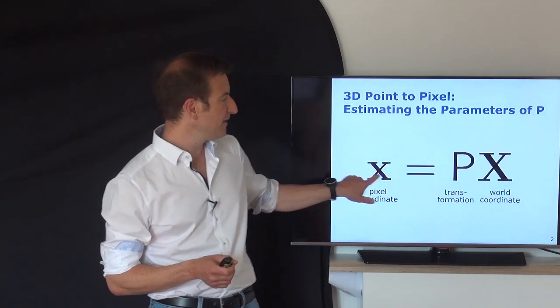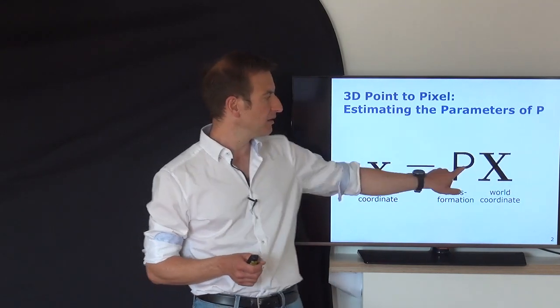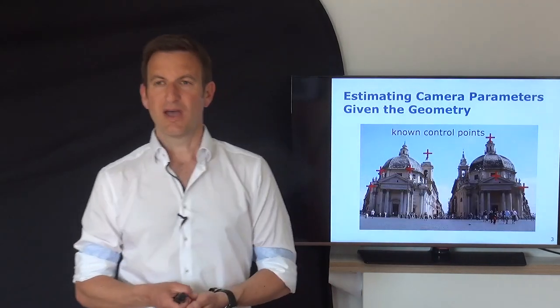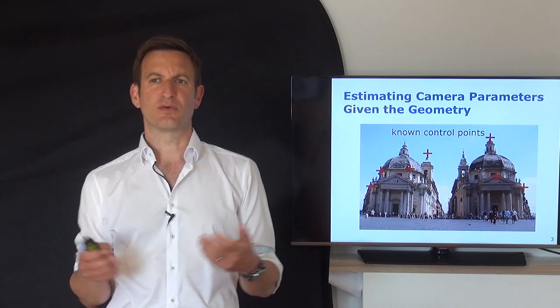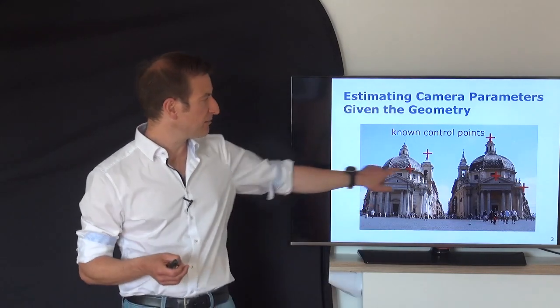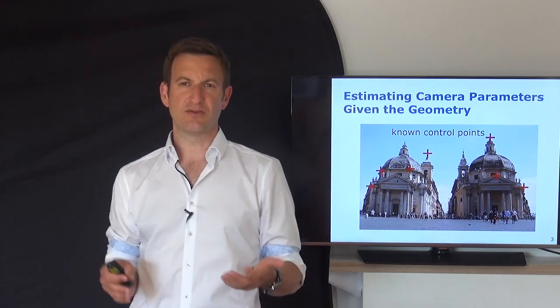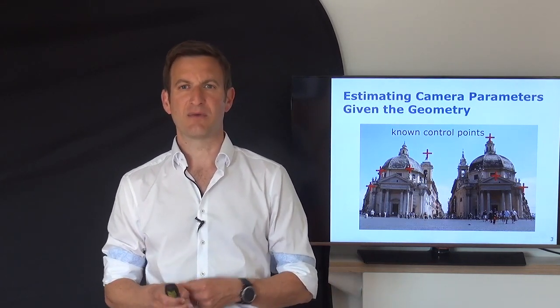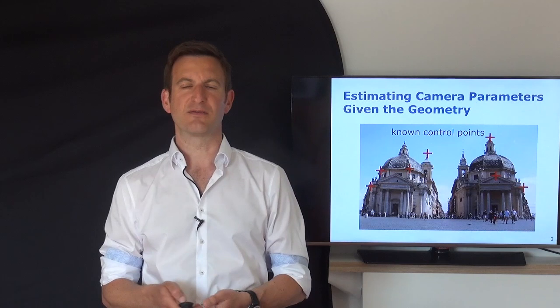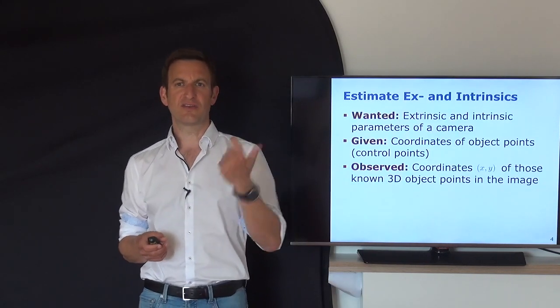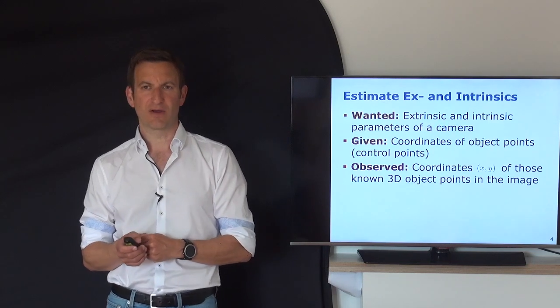So today, these x's are given, and we want to compute the parameters of P. Assume we know a certain number of so-called control points, indicated by those red crosses distributed over our scene. We want to estimate the intrinsics and extrinsics of our camera. That's the task we are heading for today. So wanted are the intrinsics and extrinsics parameters of our camera.